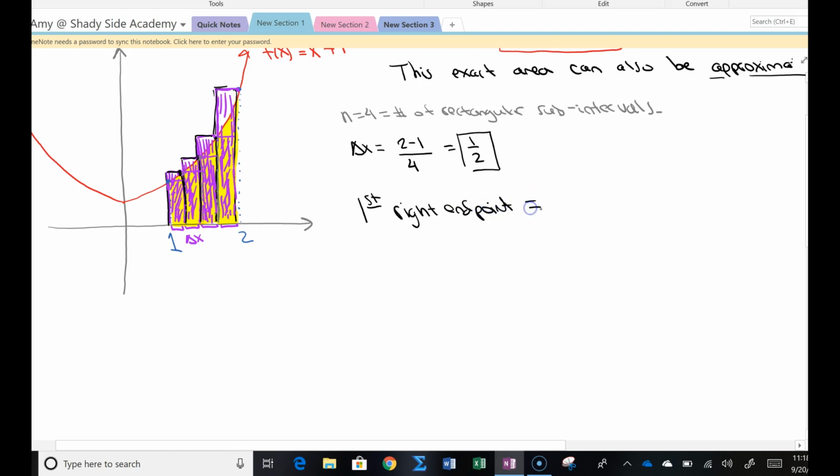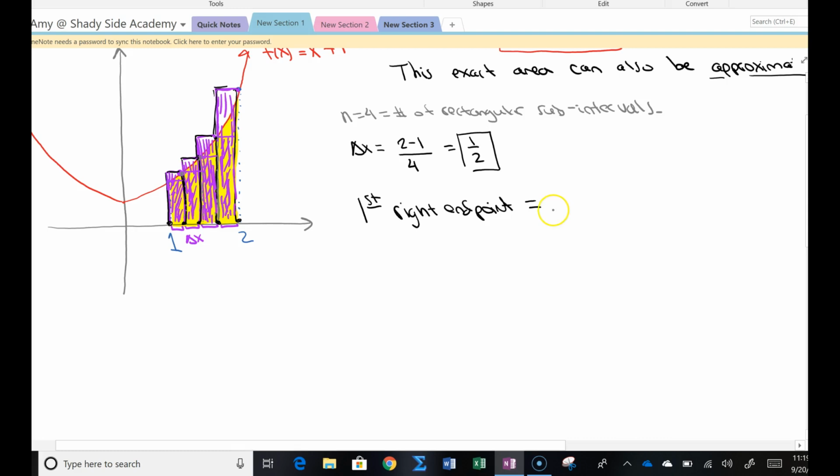Now, follow me here. Tell me if I'm right or wrong. The first right endpoint is the beginning of the interval of integration plus 1 delta x, right? So in other words, does this first right endpoint equal 1 plus 1 delta x? Yes. Does the second right endpoint equal 1 plus 2 delta x's? Yes. Does the third right endpoint equal 1 plus 3 delta x's? Yes. And finally, the fourth right endpoint equals 1 plus 4 delta x's.